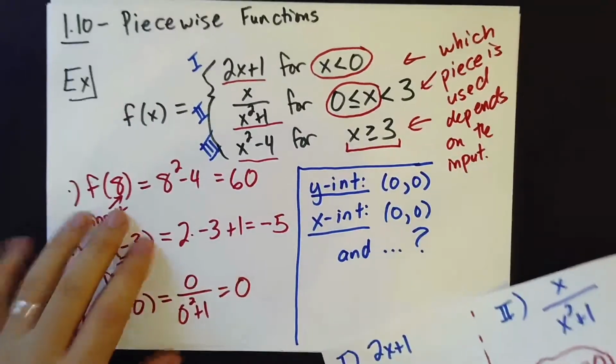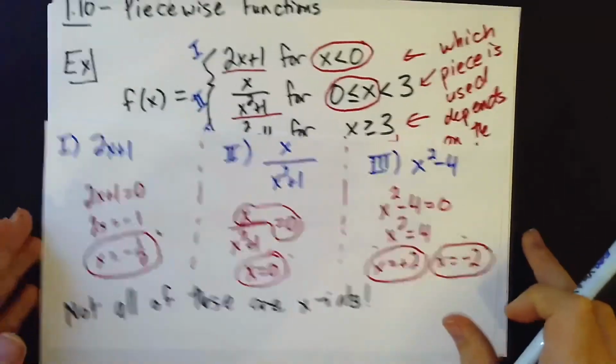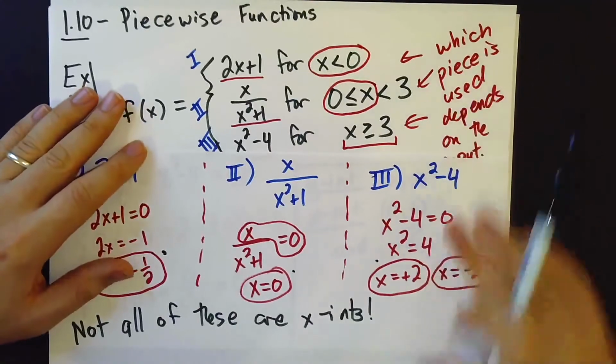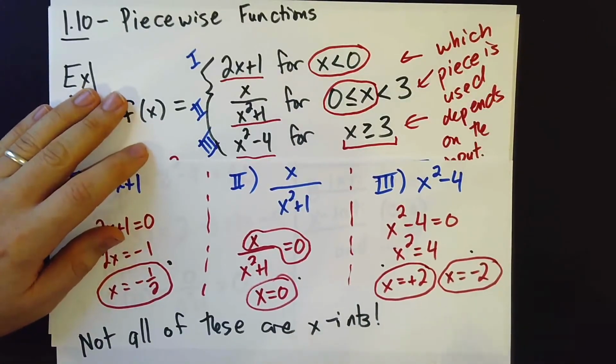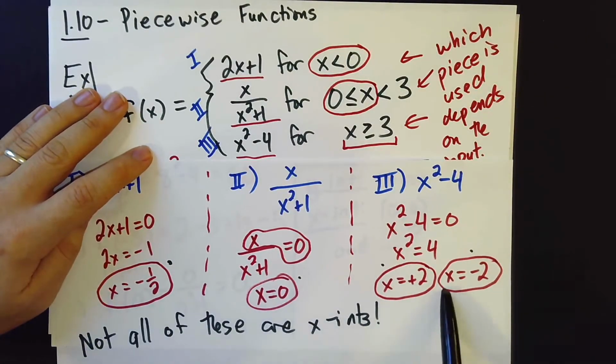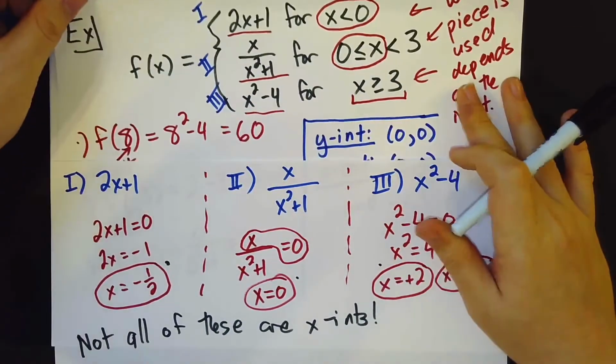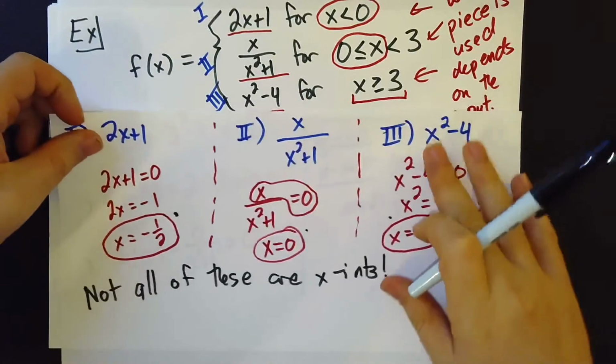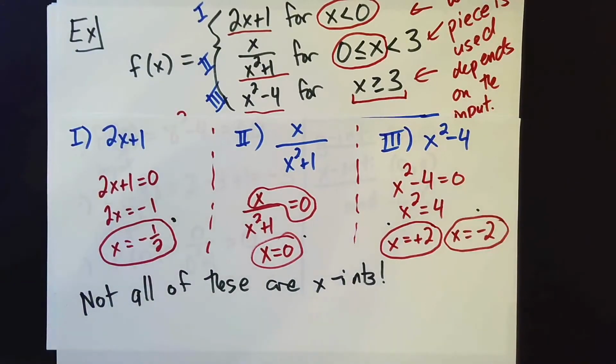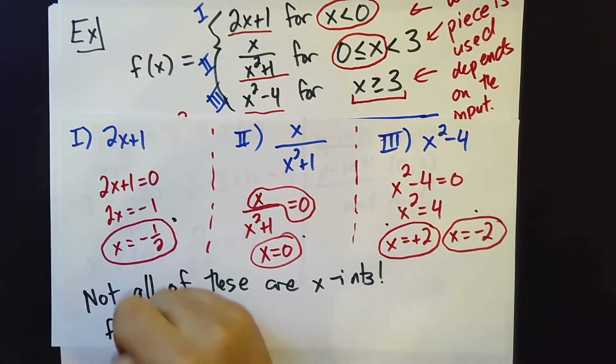What's going on? One way to figure out which ones actually do correspond to x-intercepts is to go ahead and plug each of these things into my original function. So if I did plug in this minus a half, I'll get f of minus a half.